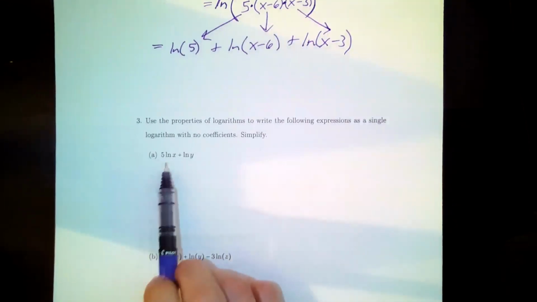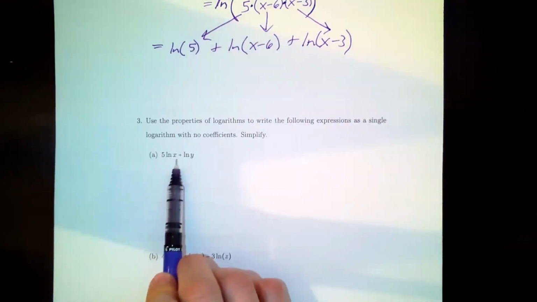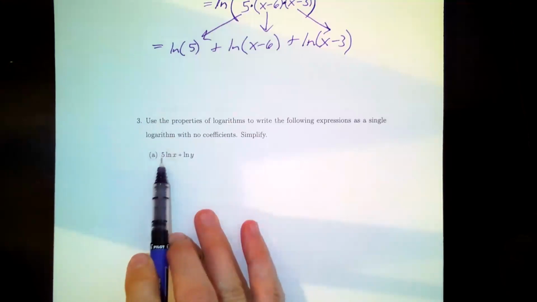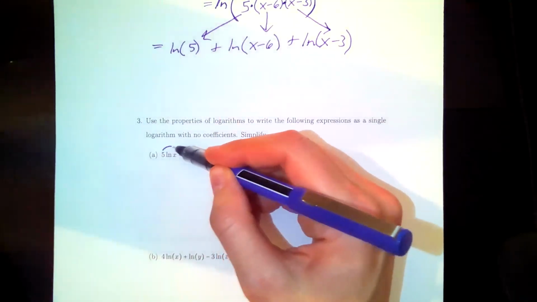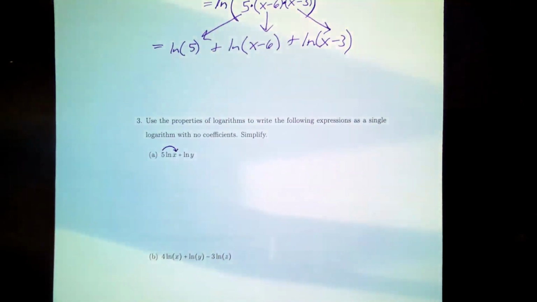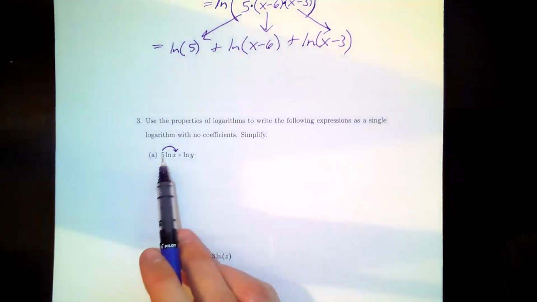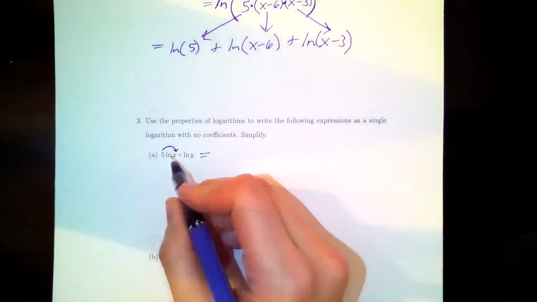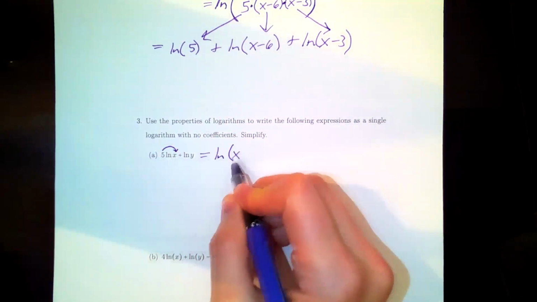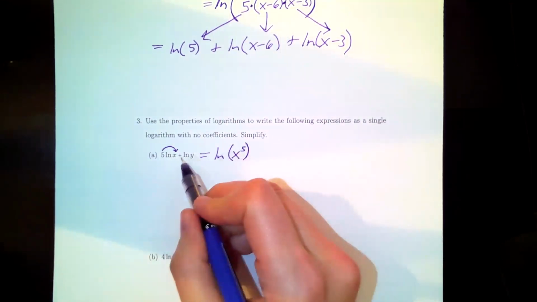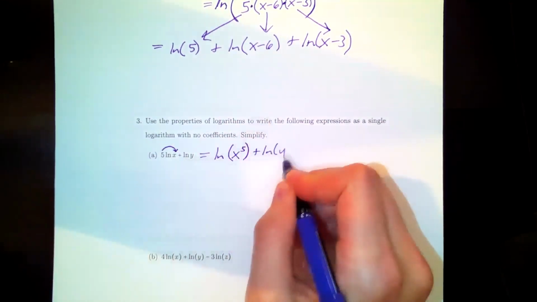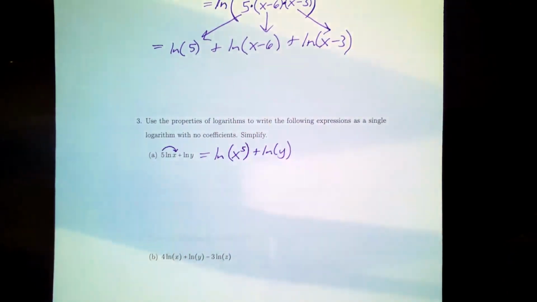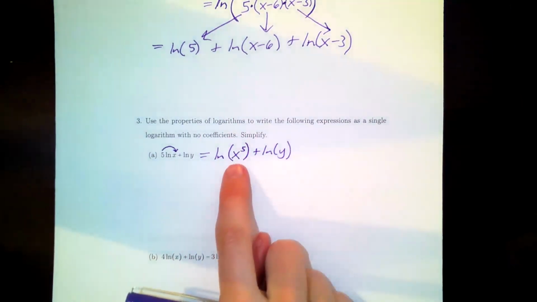So when I look at this, and I'm looking at logs that have already been expanded, if there's a number out front, that means that used to be a power. So the first thing you want to do when you're going to compress your logs back down into 1 is take any numbers out front and put them back as a power on the x. They had been taken down. So this is ln of x to the 5th. And since there's no number in front of there, that's plus ln of y. There's my expression.